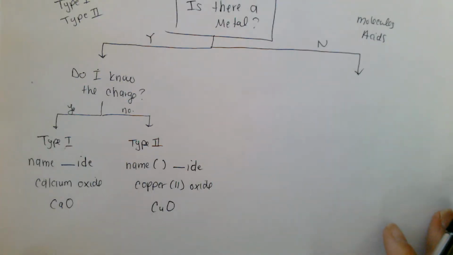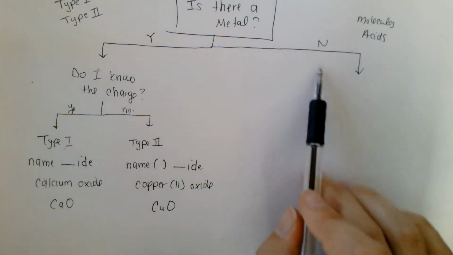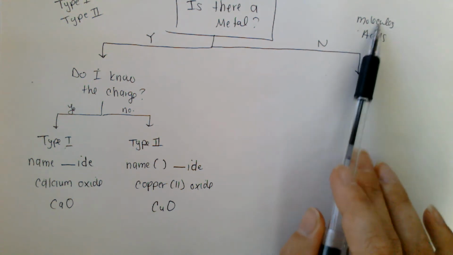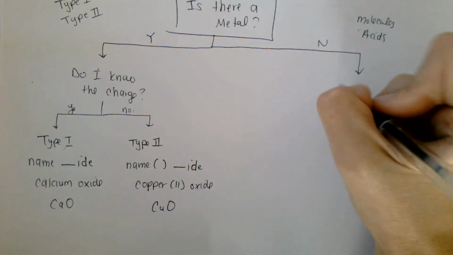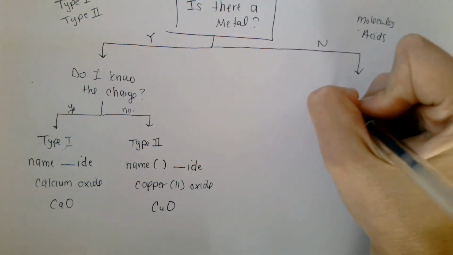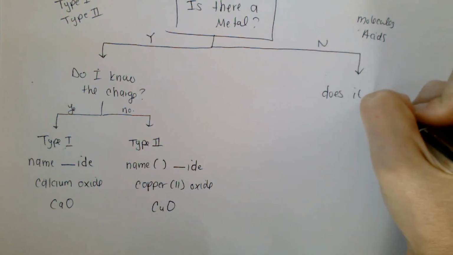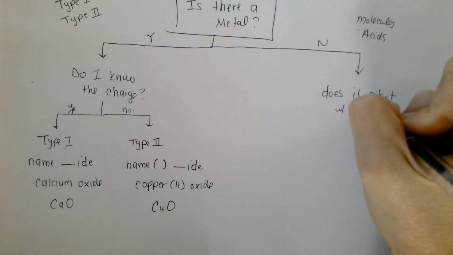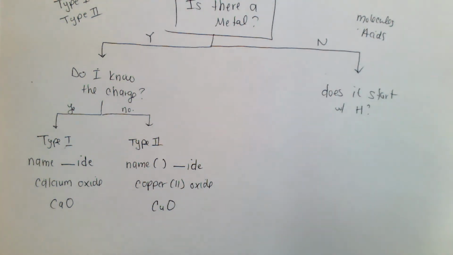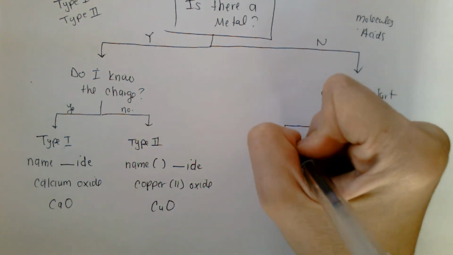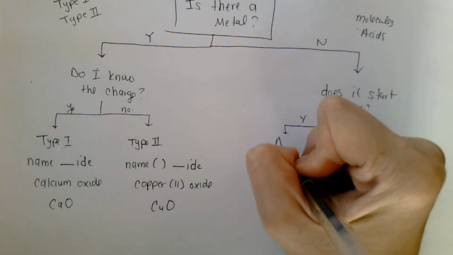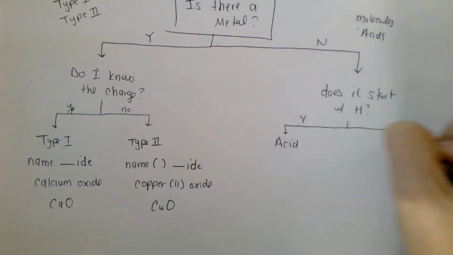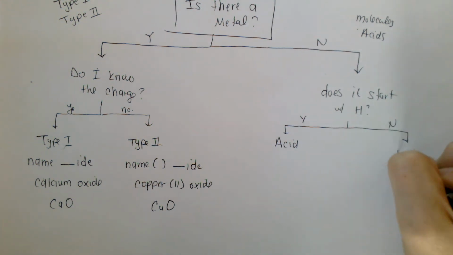Over on this side, a question you could ask yourself to separate molecules from acids: does it start with hydrogen? If the formula starts with hydrogen, you know it's an acid. If no, then you have a molecule.